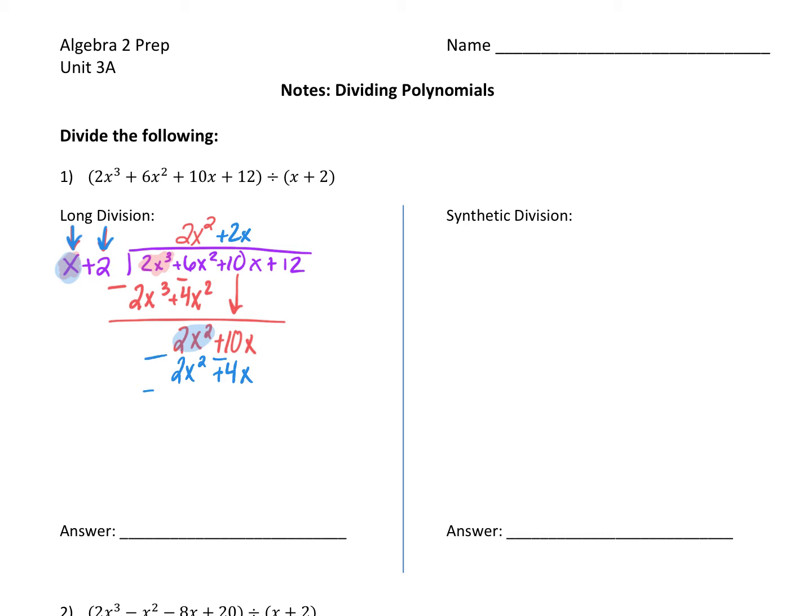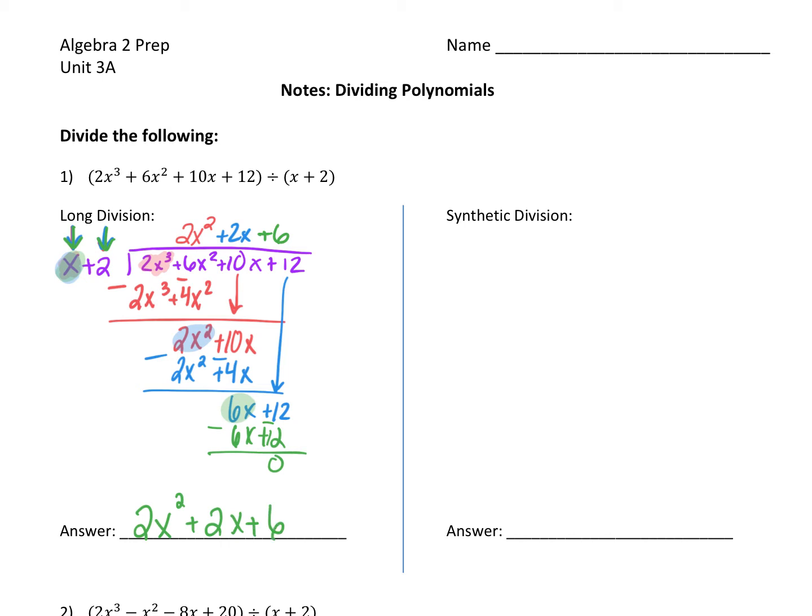Again, I'm going to subtract. My first terms will subtract to 0, so I'm left with 6x. And I'm going to go about this process one more time. So I have 6x and x, so I multiply x times 6 to get me 6x. Multiply each of these terms by 6, so I'm going to have 6x plus 12. When I go to subtract, I'm going to have a remainder of 0. So my final answer would be 2x squared plus 2x plus 6.